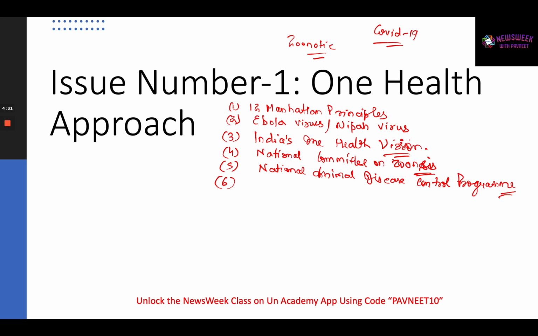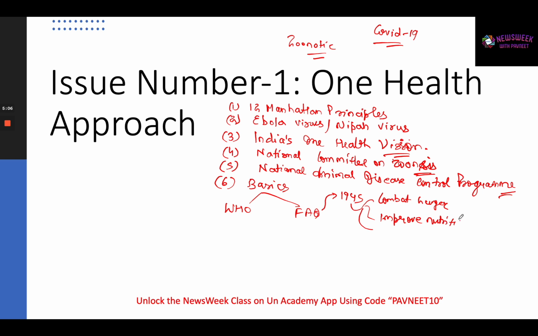Program. Similarly, at the same time friends, apart from this, you also need to undertake a very important study of the basics of two organizations here. Number 1 is the World Health Organization and number 2 is the Food and Agriculture Organization. As far as the FAO is concerned, please remember, as you may already know, that it was established in 1945 and its larger objective is primarily to combat hunger, improve nutrition, and food security.